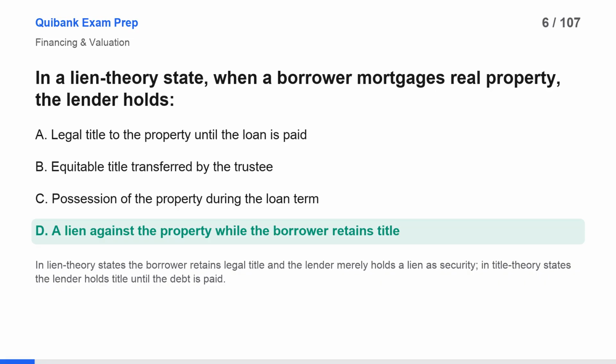The answer is D. A lien against the property while the borrower retains title. In lien theory states the borrower retains legal title, and the lender merely holds a lien as security. In title theory states the lender holds title until the debt is paid.